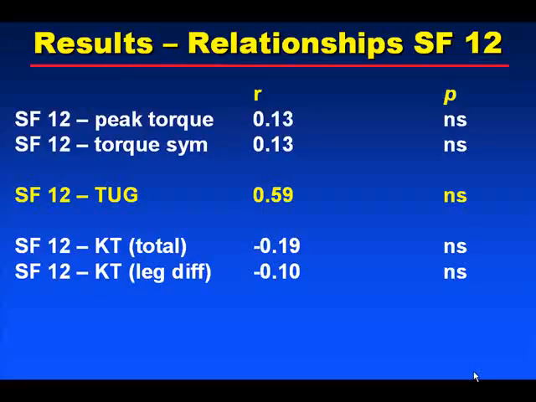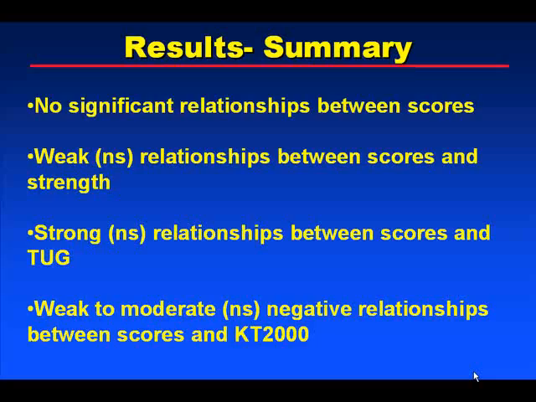So in summary, we did not find any significant relationships between the scores. We found weak but non-significant relationships between the scores and strength. We found strong but non-significant relationships between scores and timed up and go. We found weak to moderate but non-significant negative relationships between the scores and the KD 2000 measurements.